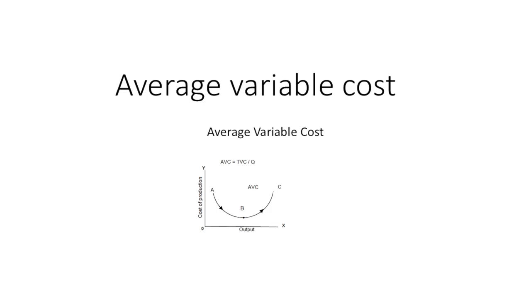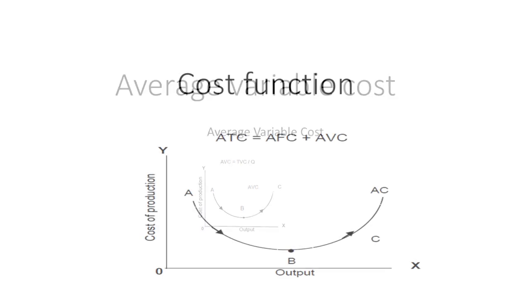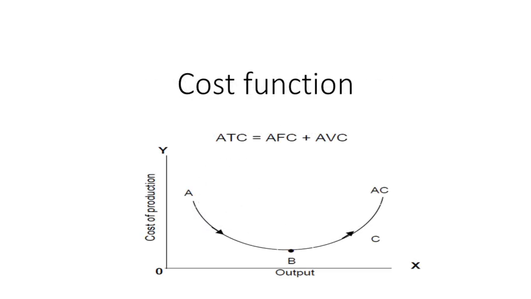Now we can see the average total cost. This is the average variable cost. Then we have seen the average fixed cost, then the average variable cost. Now the average total cost. Average total cost is a sum of average fixed cost plus average variable cost.